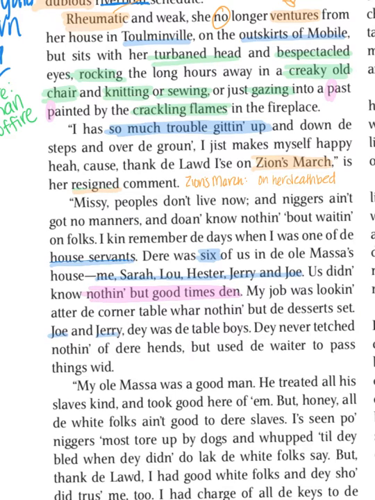Interesting. Joe and Jerry were table boys. What are table boys? Well, maybe you want to make a note. See, we're moving on now to where we're interacting with our text as we're reading it. We're highlighting and making notes about questions as we go. Who are table boys?